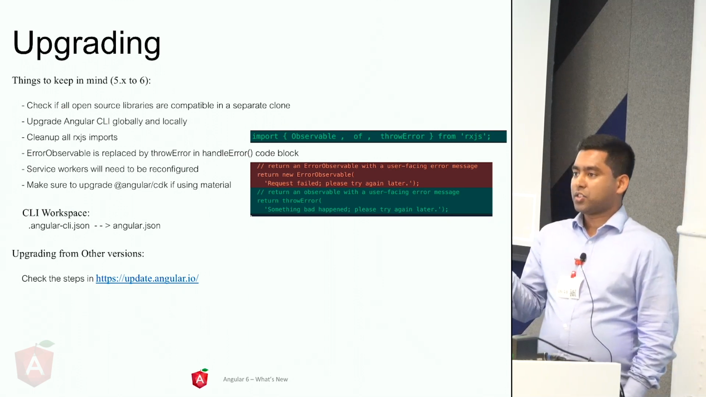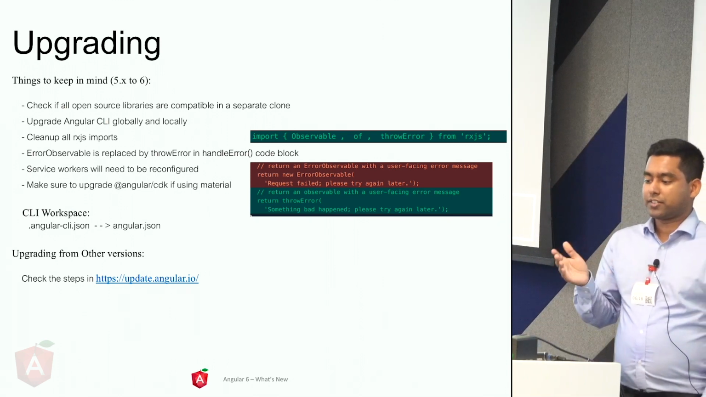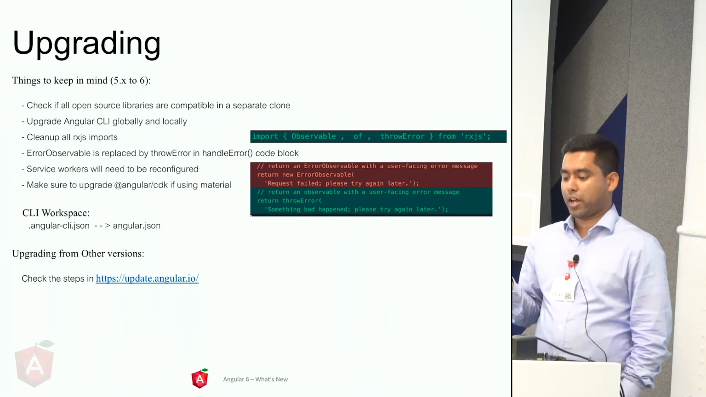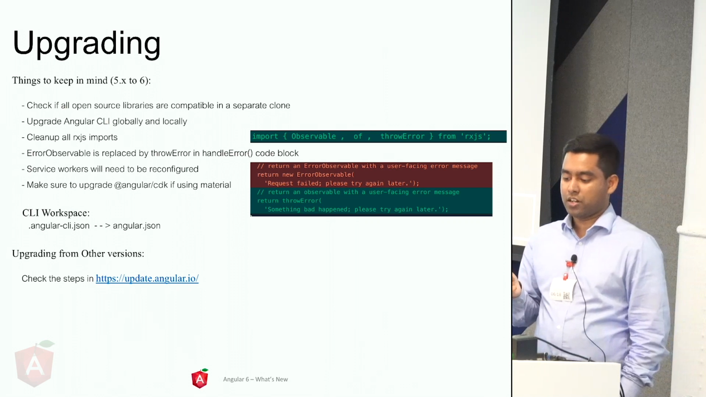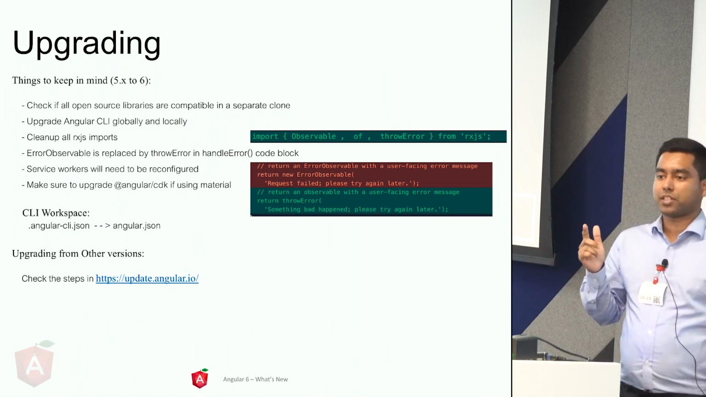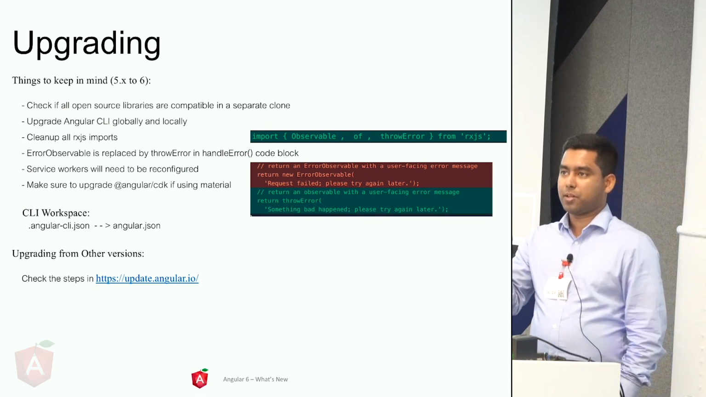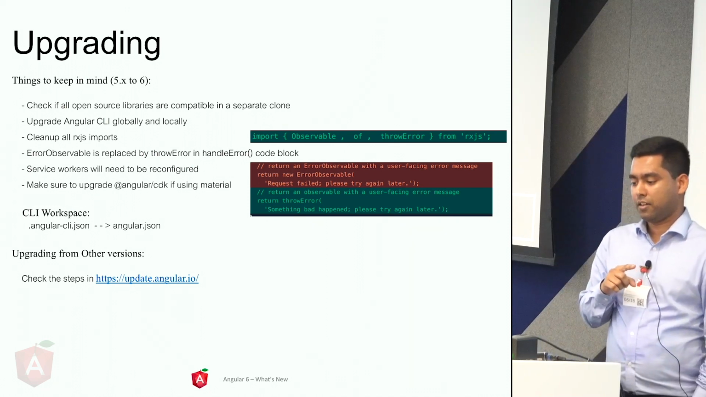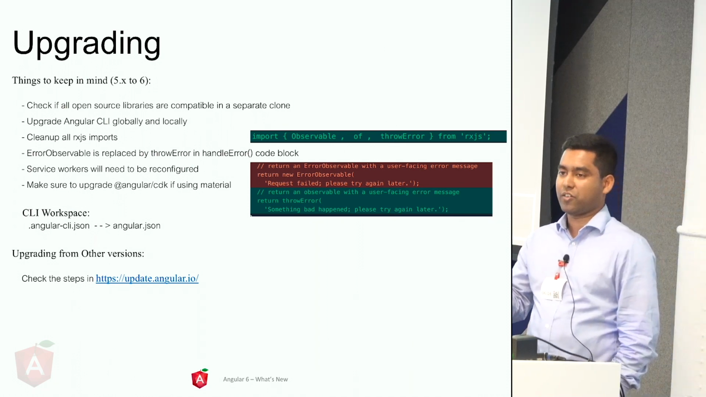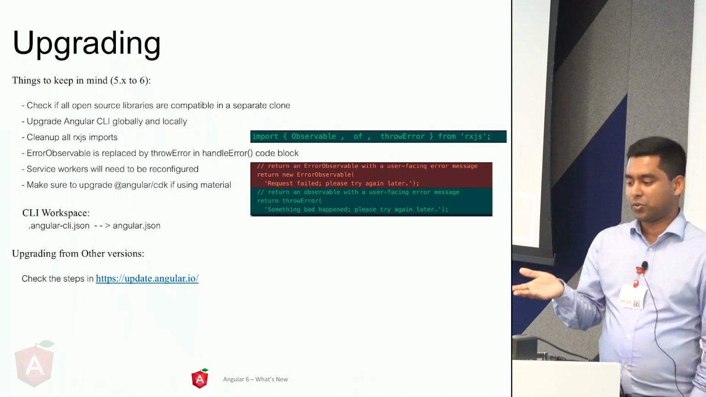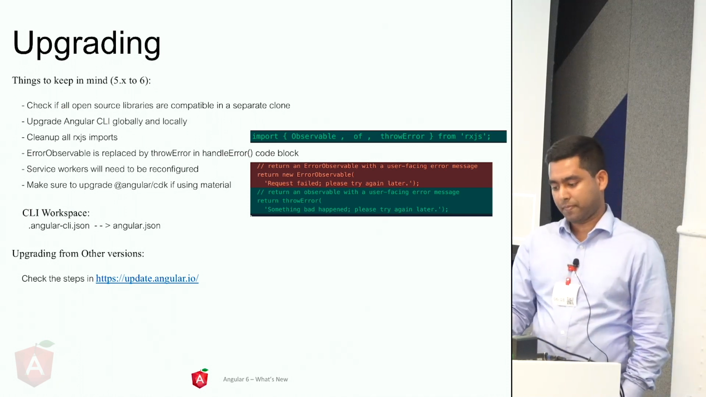If you're using Service Worker, in Angular 6 Service Worker works in a different way, so make sure you reconfigure your Service Worker. You have to run it through @angular/pwa, and that will set up the manifest, and then basically you do some configuration setup, which is given already. You can just read about it and make the change.